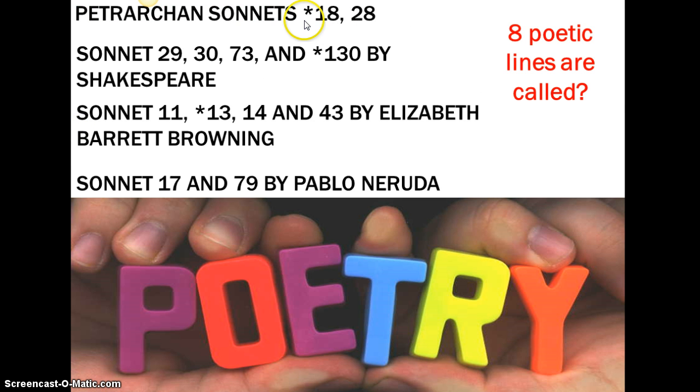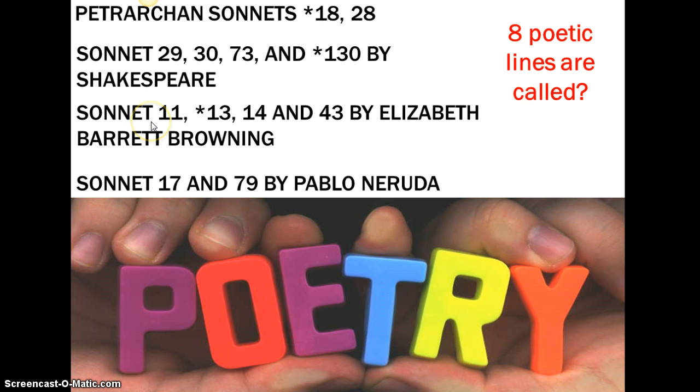You also need to know the Petrarchan sonnets, 18 and 28, so make sure that you reviewed those. If you notice the asterisks, those are ones that you should know in really strong detail so that you can also talk about them in detail on your short answers. You should also review Sonnet 29, 30, 73, and 130 by Shakespeare and know the key elements of those sonnets. As you can see also the asterisks here, you need to know this one in detail.